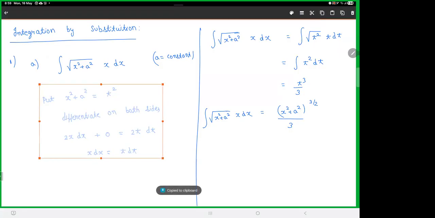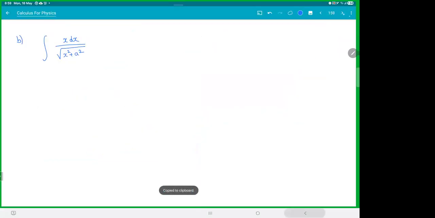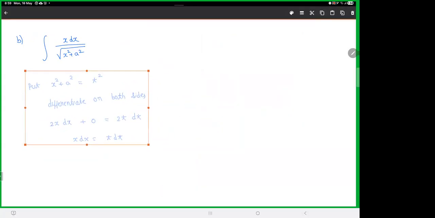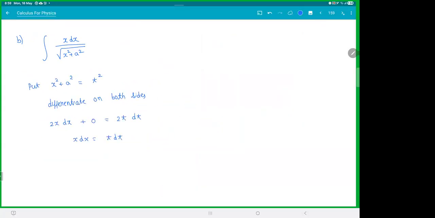Like I said, physics luckily, there are only 3 integrations which you need to know. So we will do the same story here. Again, see, nothing changed. Put x square plus a square is equal to t. And now your integration becomes x dx becomes t dt. Root over x square plus a square becomes t. That becomes simply integral dt, which is t, which is root over x square plus a square. Easy?